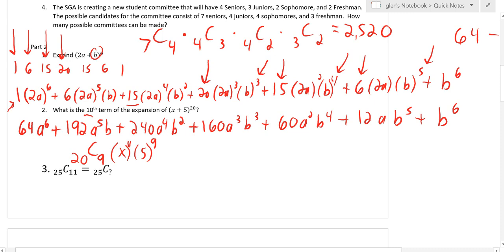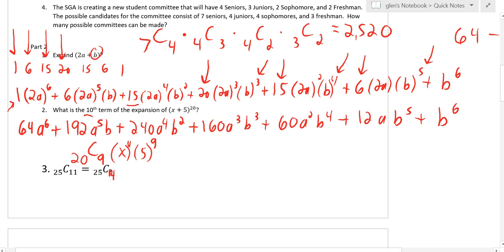Okay. 25 choose 11 is the same as 25 choose... No. Well, yeah, you can't use 11 again. You got to use a different number. You're right. Technically, mathematically, 11 is an answer. But 14, they got to add to the same number. Or they got to add to 25, I mean.